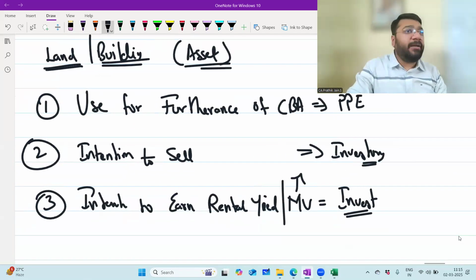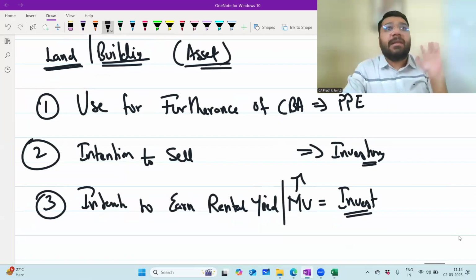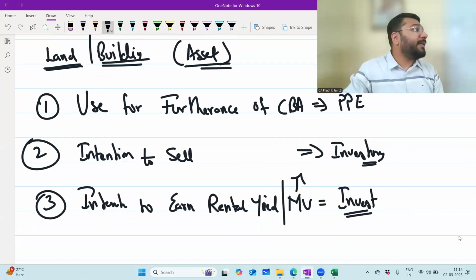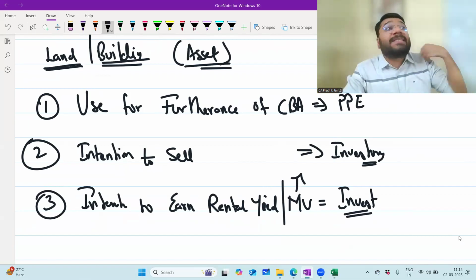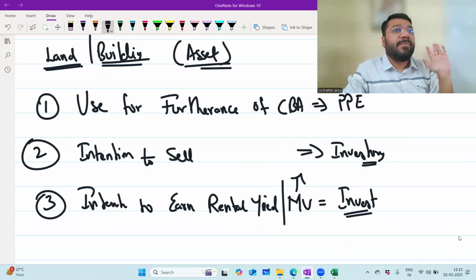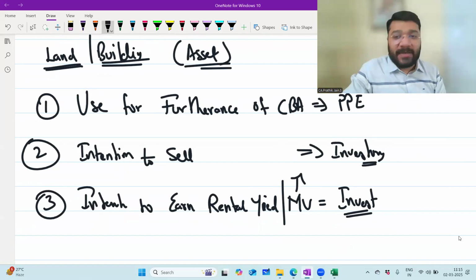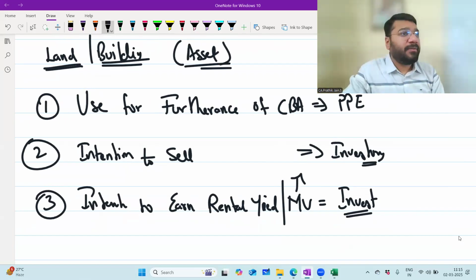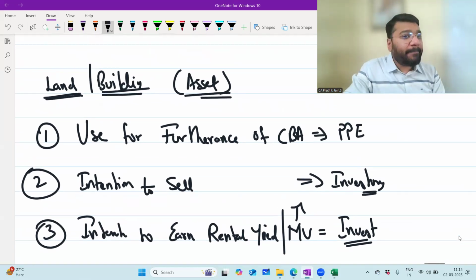I have purchased one land. I'm giving that land on rental basis. So my intention is to earn rental out of it. So that land is my investment. Or I'm buying the land and I want to keep it with me for 5 years, 10 years. Once the land value appreciates, I will sell it. My intention is to earn money out of the appreciation. So that is my investment strategy. Any problem? Are you able to differentiate between these three?